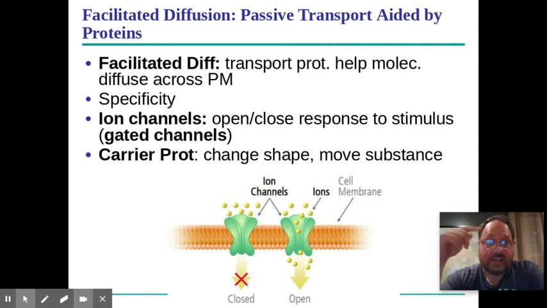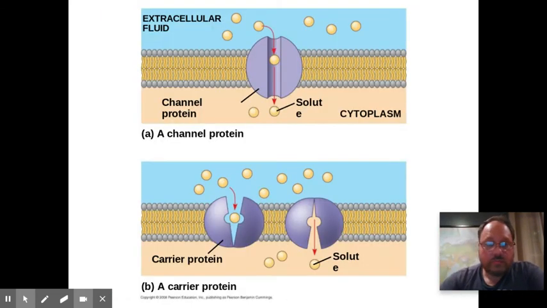You can move ions to make action potentials to generate the electricity that helps create our thought. And then carrier proteins, again, they'll just change their shape and translocate the solute. So there you see a channel protein in the top image. The channel can be open all the time, or it can be gated and only open and close under certain conditions. The carrier protein, please notice that it will change its shape. And when it changes its shape, that translocates the solute.